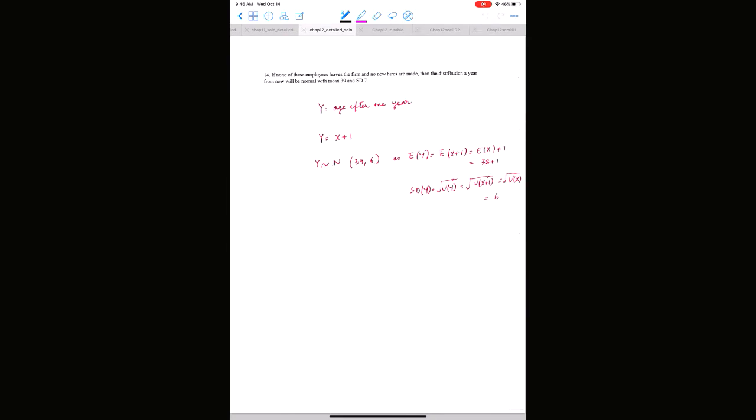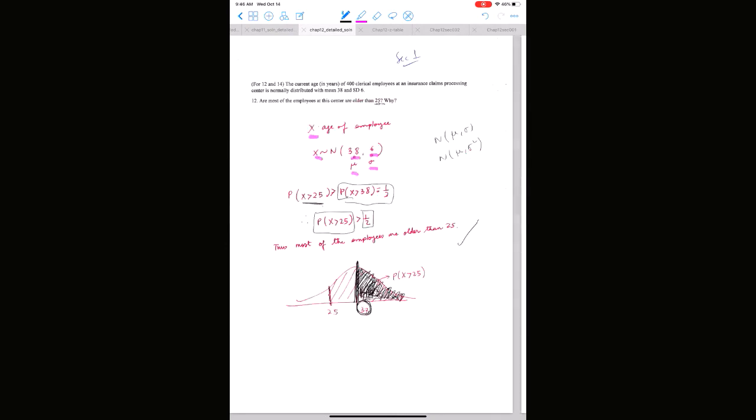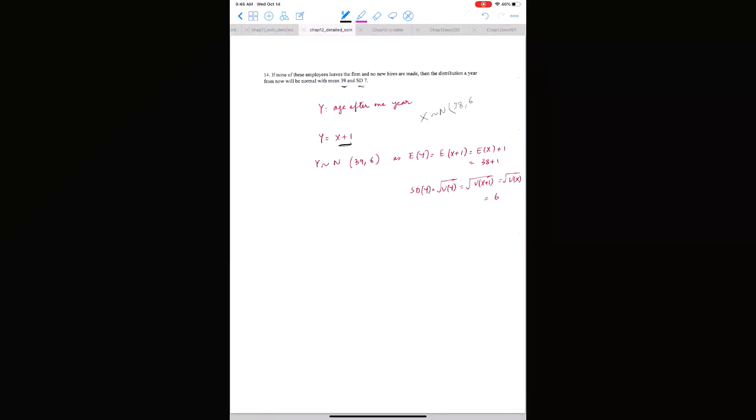If none of these employees leave the firm and no new hires are made, what is the distribution a year from now? The distribution a year from now will be normal with mean 39 and standard deviation 6. Well, the random variable is X plus 1. We know X follows normal with mean 38 and 6. So X plus 1, which is Y, follows a normal distribution where this is the expected value of Y and this is the variance of Y. What is the expected value of Y? It is the expected value of X plus 1, which is 38 plus 1.